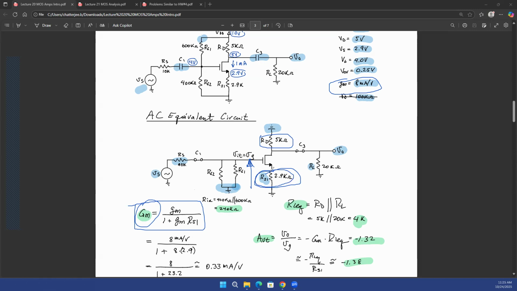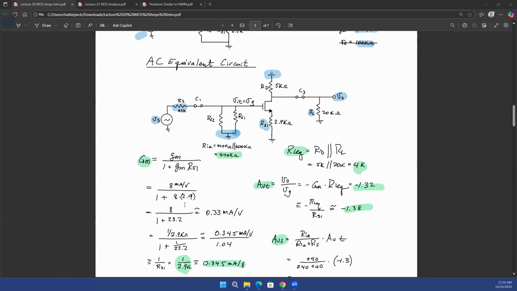Okay, that's what we learned, right? So Gm is going to be gm divided by 1 plus gm RS. Now you can calculate that because all the values are given. gm is 8 milliampere per volt, your RS is 2.9 kilo ohms. So you calculate that, and you find out that your Gm becomes 0.33 milliampere per volt. That is the effective Gm. That's a very low number. As compared to 8 milliampere per volt, the Gm has been degenerated to 0.33 milliampere per volt.